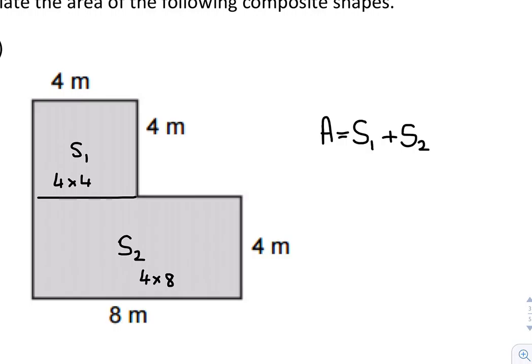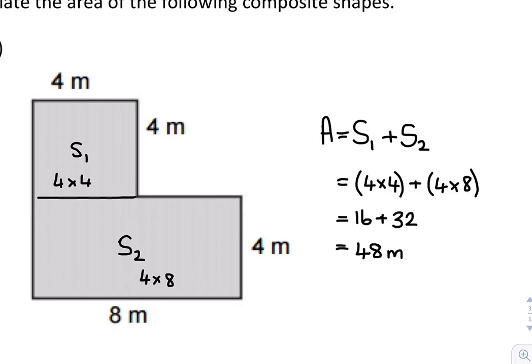Now inside the shape, I'm putting my working out for my shapes. So shape 1 is 4 times 4, which is a square, and shape 2 is 8 times 4, so the rectangle. So my area for this is going to be 4 times 4 plus 4 times 8. Working out these, I get a result of 48.